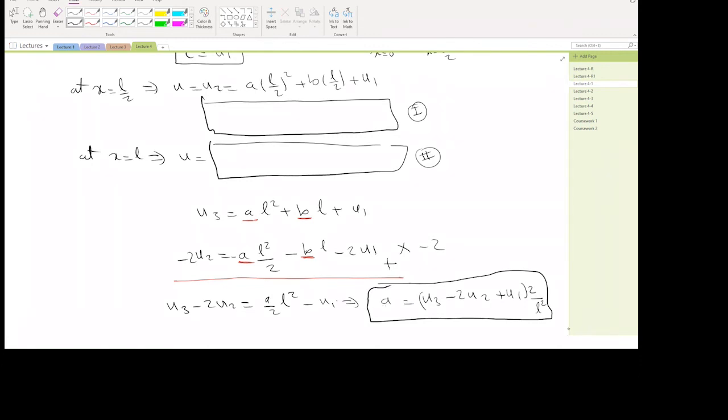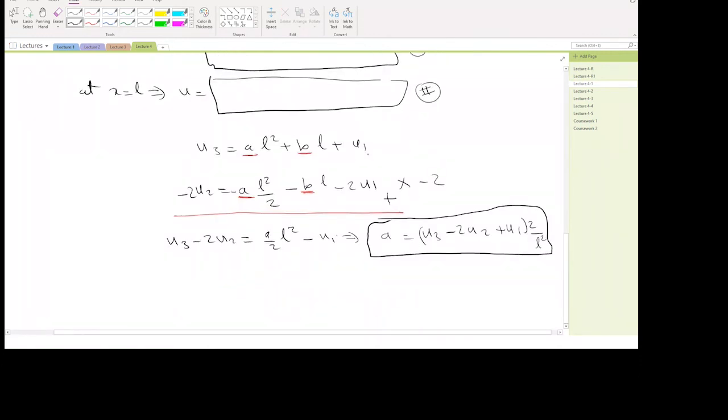All right. Now I can use this expression, put it back into equation number 1 or equation number 2, and get the value of B. So I'm just going to insert it into this expression for U3. So I will have U3 is equal to A. I have a value for A now. So it is U3 minus 2U2 plus U1, times 2 over L squared. This A here is multiplied by L squared, so I'm just going to multiply it by L squared, plus B multiplied by L plus U1.